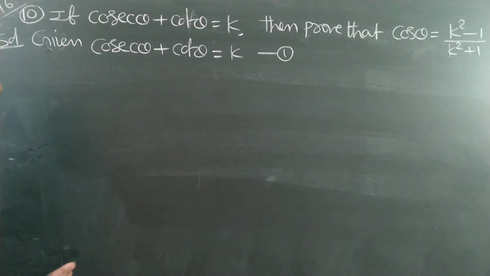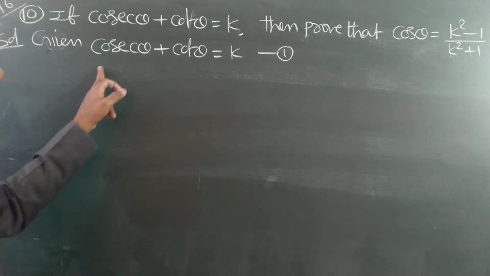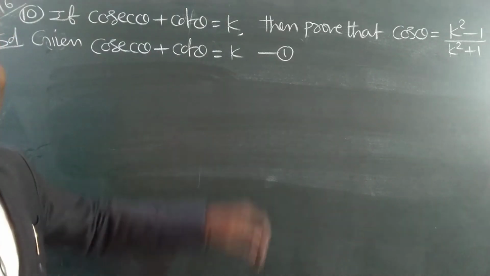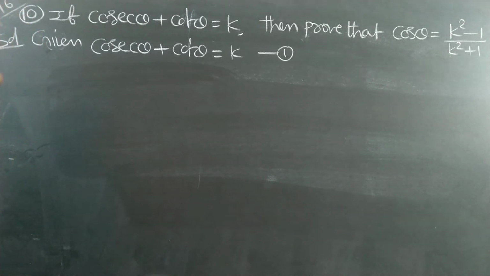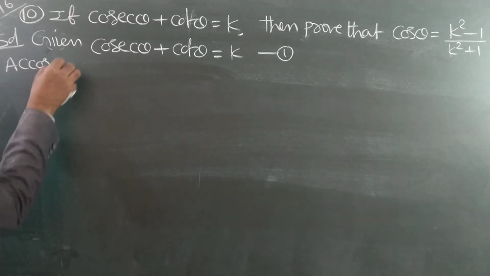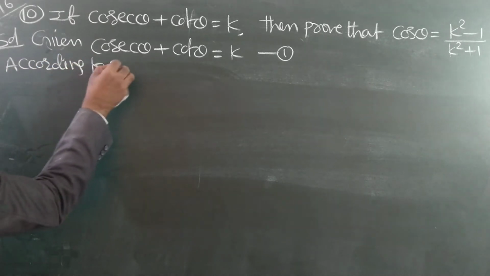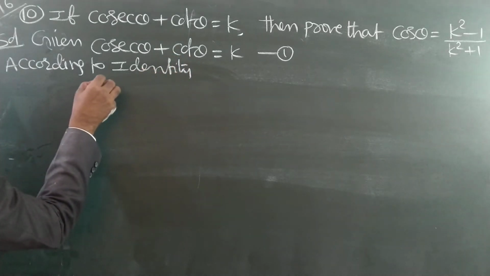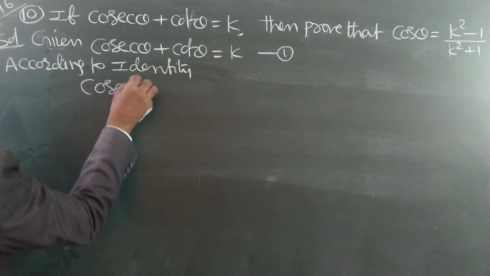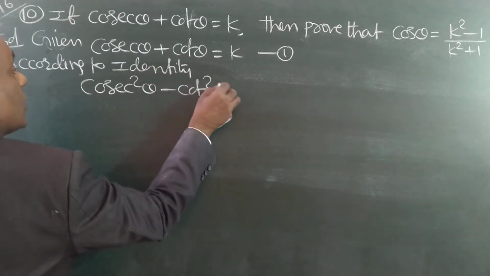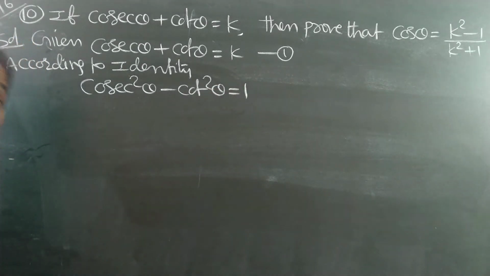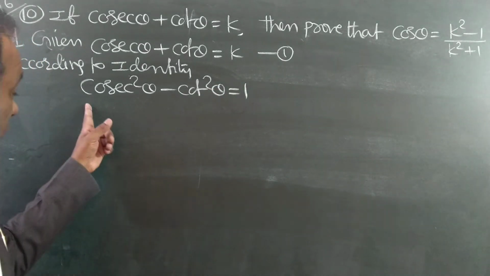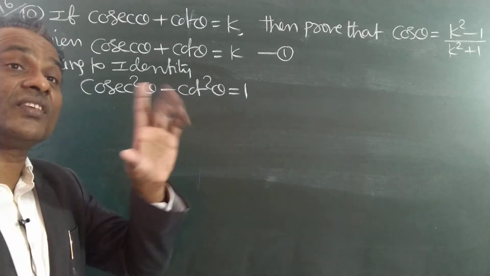Don't write. Now, I am using the formula for cosecant and cot. We know the identity. What is the identity? Cosecant square theta minus cot square theta is equal to 1. This is the identity.